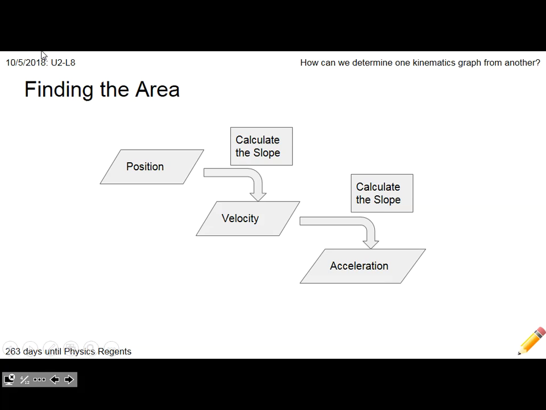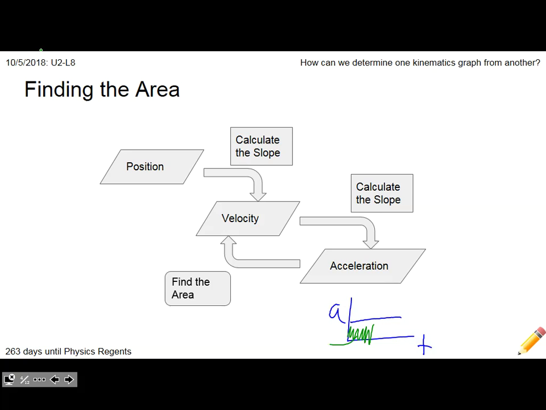So this is where we're at. We said calculate the slope and you'll figure out these things. So if I go backwards and find the area, so let's say this is an acceleration versus time graph, and I find this area, that would tell me the change in velocity. And if I have a velocity versus time graph, and I figure out this area, that would tell me the change in position.